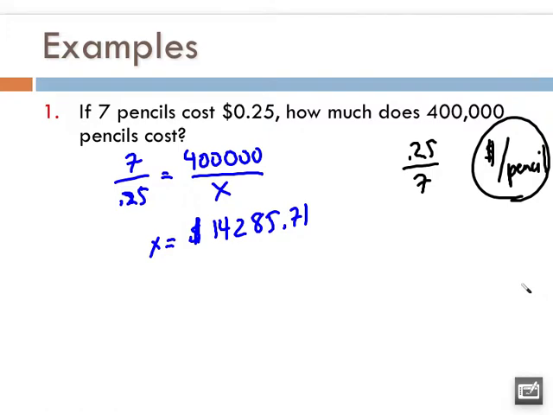Anybody set the proportion up differently? You all did pencils to dollars equals pencils to dollars. I did dollars to pencils, you flipped it over. Nancy, what did you do? Well, it's right there in front of you. It didn't work. Okay, what did you try? Right, so you did pencils to pencils equals. What should this side be? 20 to 20. Anybody else? Bella. 400,000.